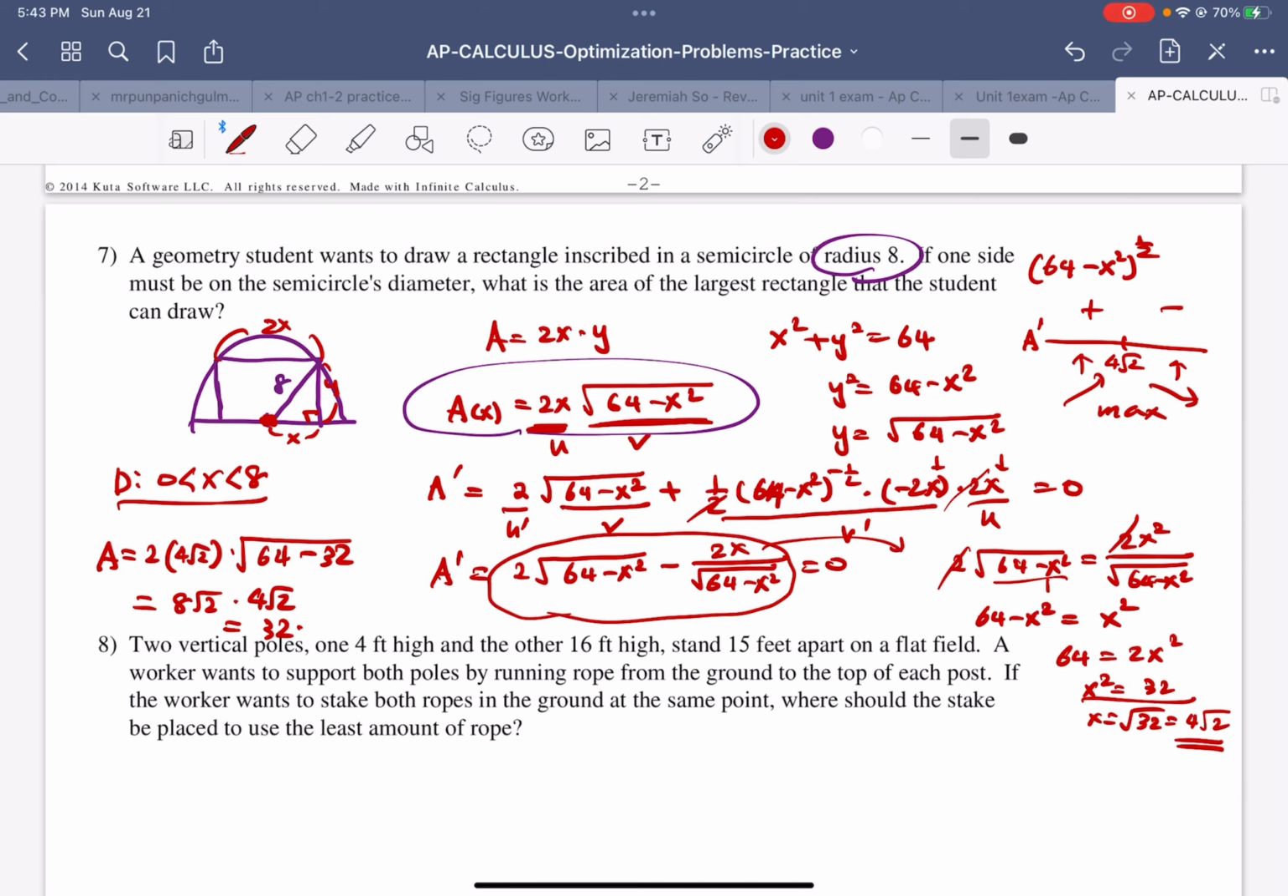So 32 times 2, so 64. That's your final answer. Okay, that's the maximum area you can have. It doesn't have any dimensions, so you don't have to worry about it. Or you can say unit square. Okay, area unit.